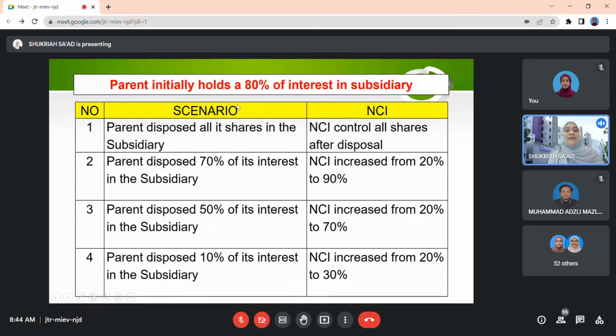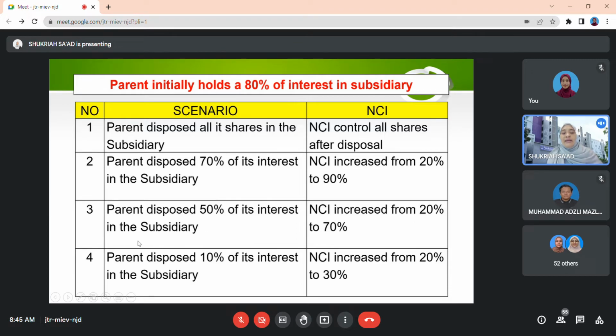Okay, this is in general. That is not how we calculate the percentage, but I want to give you a general overview of what will be the effect of the disposal towards NCI and also the relationship between parent and subsidiary.